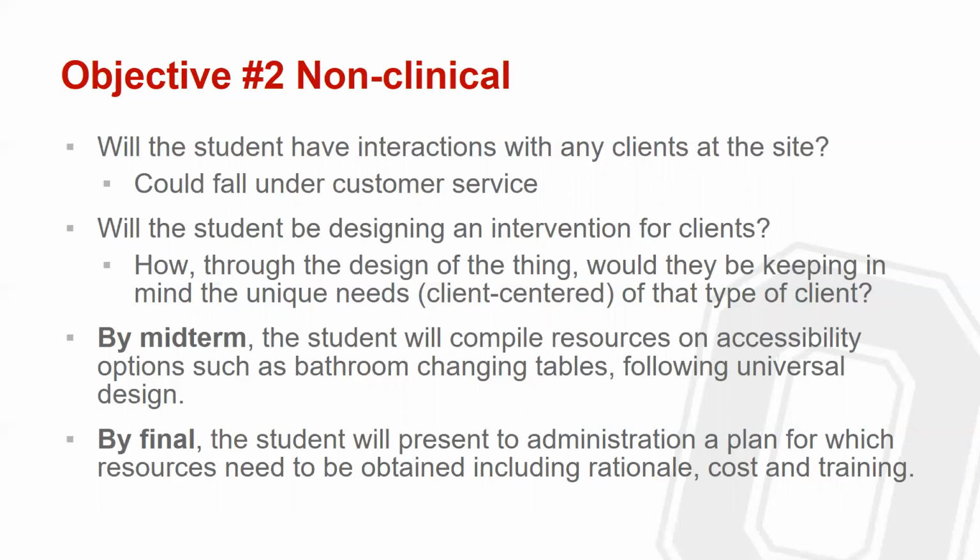So how, through the design of that thing, would they be keeping in mind the unique needs of that type of client, client-centered? So that might be, this entity has a lot of kids with disabilities that come and they need better accessible bathrooms. And so keeping the needs of all children with disabilities in mind, by midterm, the student's going to compile resources on accessibility options, such as bathroom changing tables, following universal design principles. I don't know where the word principles went. And by final, they'll present to administration a plan for which resources need to be obtained, including rational cost and training.